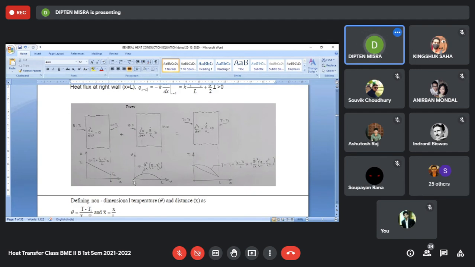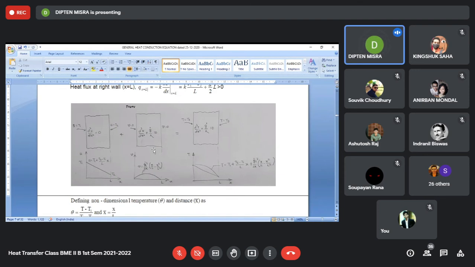And what does it mean? It will have a rising temperature. As you move along x, the temperature should rise. And on the right hand side, what happens? The heat flux is positive. That means the temperature gradient will be negative. And what do we mean by negative temperature gradient? That is when you increase the value of x, the temperature decreases. So here there will be a rising temperature, and here there will be a falling temperature.